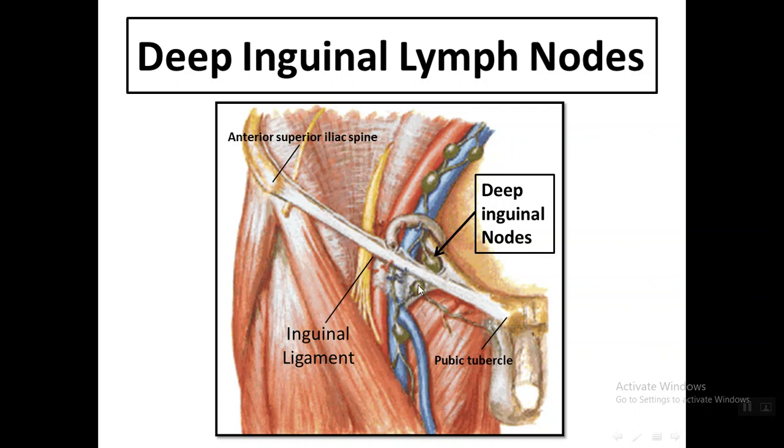These are situated on the medial side of the femoral vein. This is the femoral vein, and these are the deep lymph nodes situated on the medial side of the femoral vein, and it will pass its lymph vessels through the femoral canal to drain into the group inside the pelvis. These are the external iliac lymph nodes.